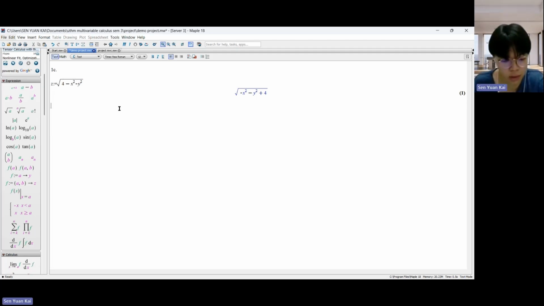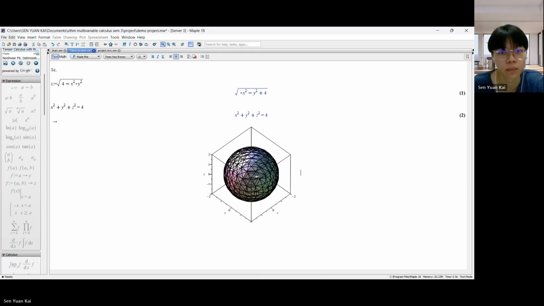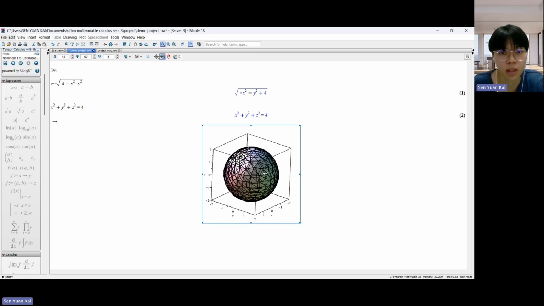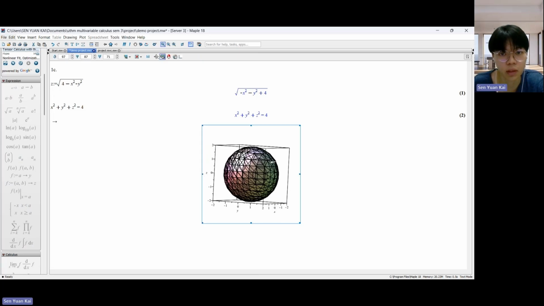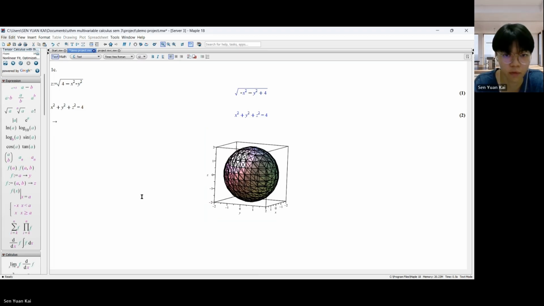And then we will write the equation of the sphere. Then we enter. We get this sphere equation. And when we highlight this, we can plot the 3D diagram graph. For this, we can see that this is the 3D diagram graph of the sphere. From this 3D diagram, we can get the xy projection.